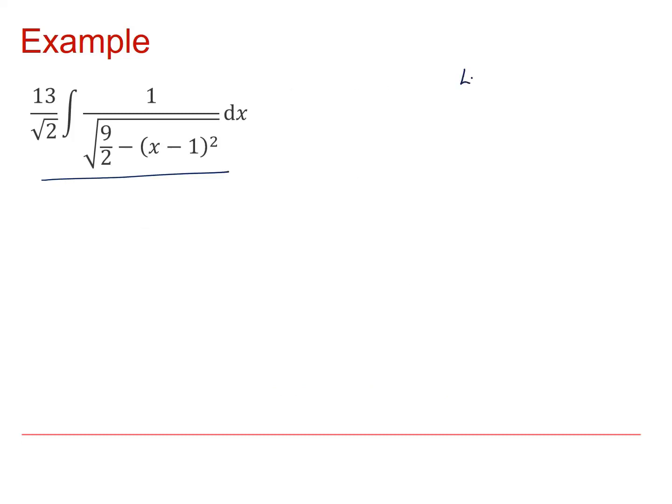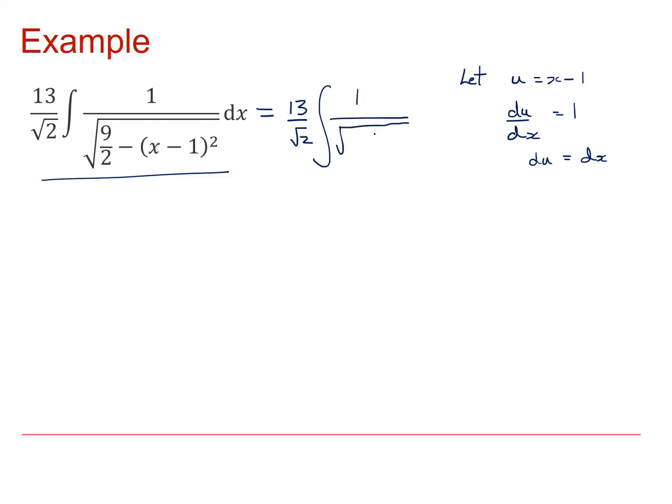I'm going to use a substitution. I'm going to let u equal x minus 1. So, du by dx is equal to 1, and that means that when I come to do a substitution, I'm going to substitute du straight in for dx. So let's do the substitution then. I'm going to get 13 over root 2, the integral of 1 over the square root of 9 over 2 minus u squared du.